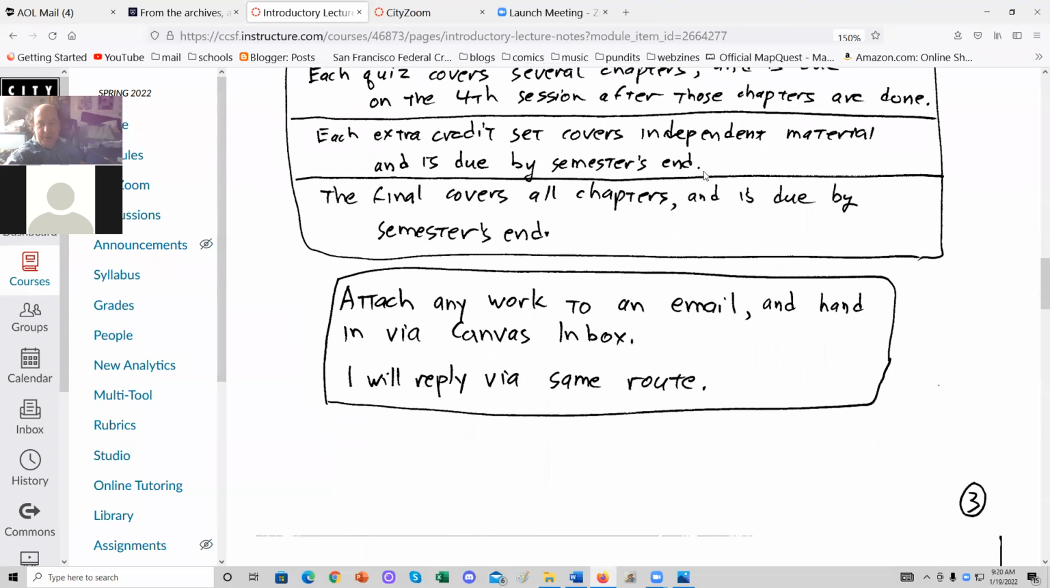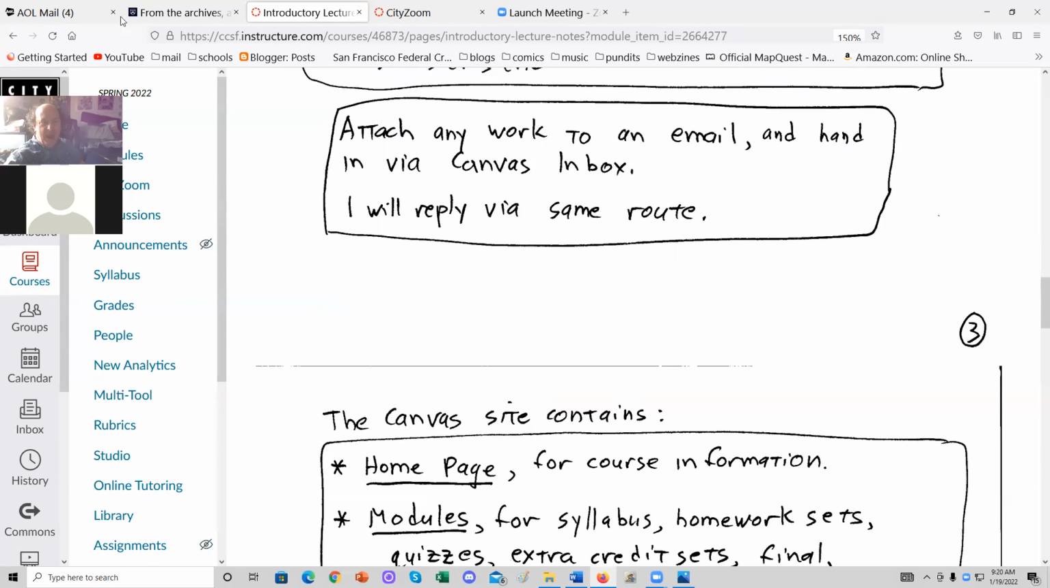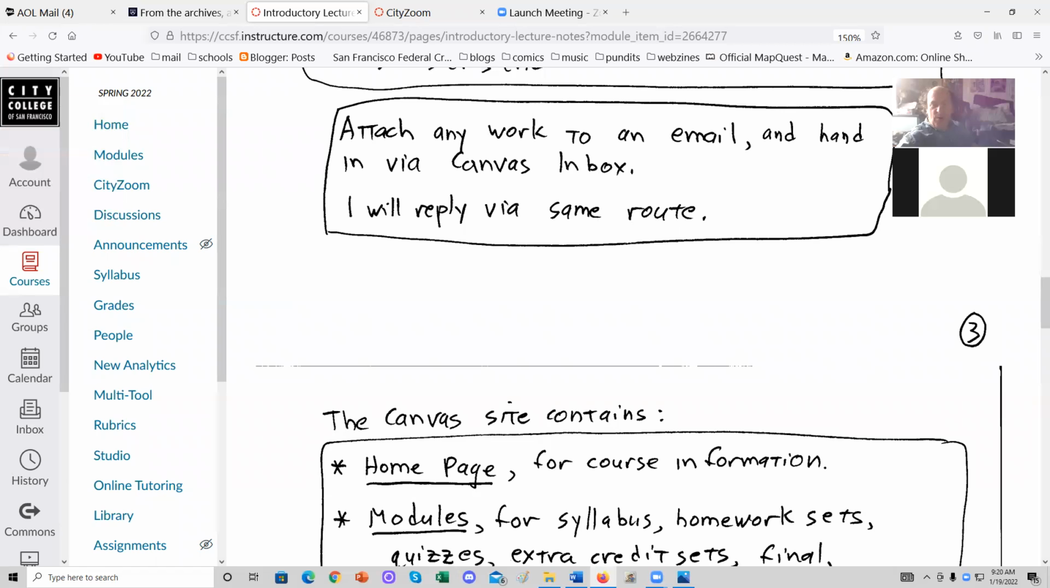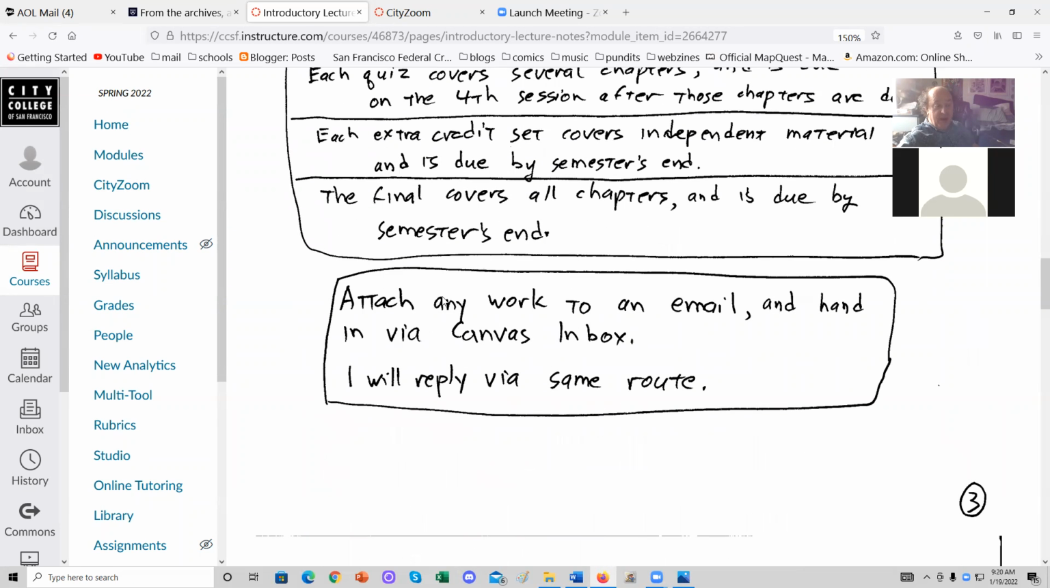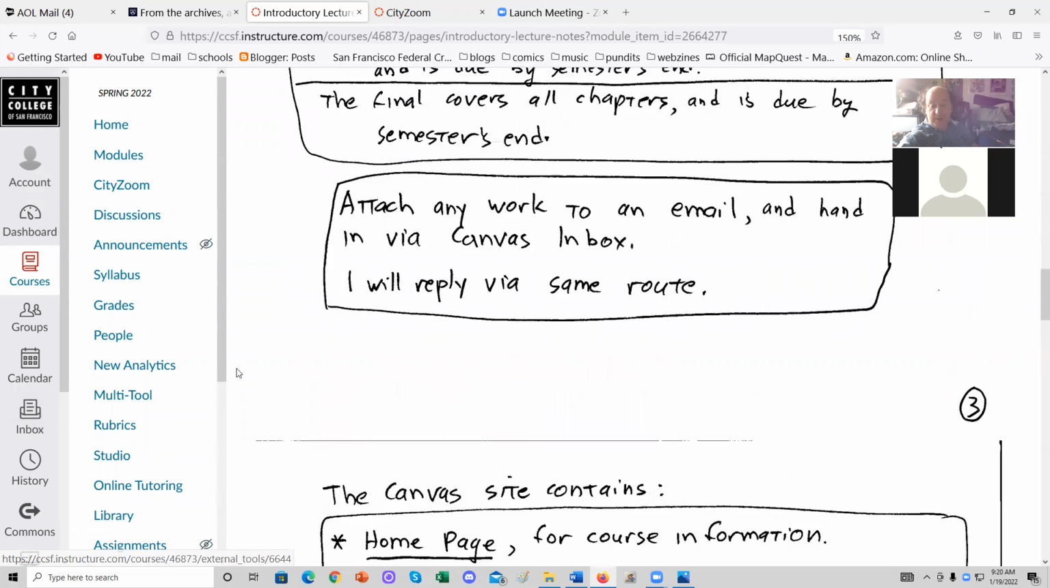We'll proceed. All right. And when you do homework, quizzes, final, extra credits, scan them, preferably as a PDF file. A JPG file is not as good, but will do. There are other formats which my computer can't read, so don't use those. The resulting scan attached to an email, which you send into the inbox, and I'll respond to the same inbox.